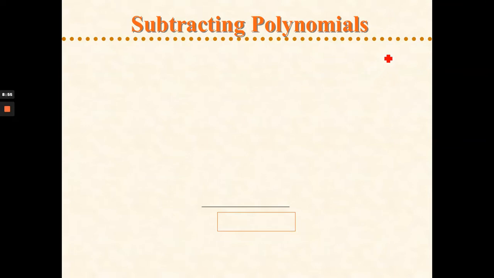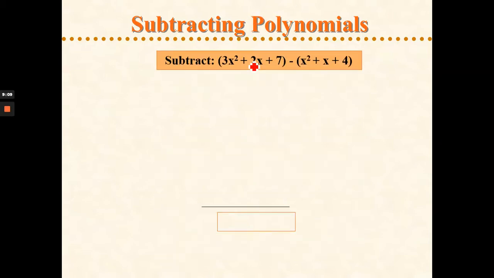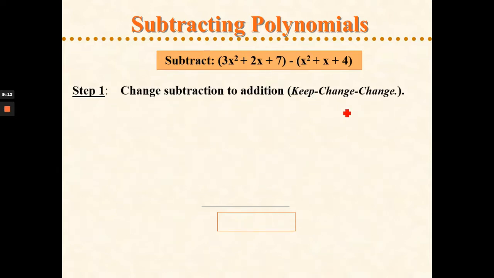Okay, so this time we're now going to subtract. In subtracting polynomials, this is the same as with subtracting integers. You're going to follow the rules in subtracting integers. What was the rule in subtracting integers? You need to follow keep, change, change. What does it mean? You need to keep all the signs of the first polynomial. Change, meaning you're going to change this. And then change, meaning you're going to change the sign of the terms of the second polynomial.